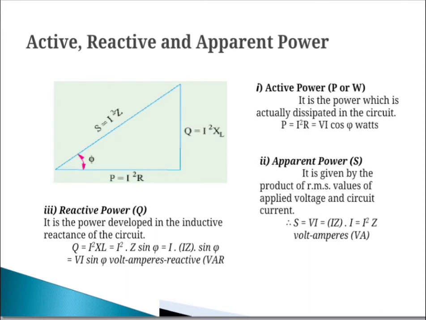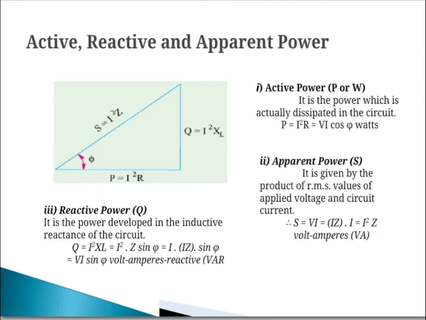It is the power which is actually dissipated in the circuit, or which is useful for the operation of the circuit. Without active power, the equipment or apparatus does not work, and the active power is given by VI cos phi, and the unit of active power is watt.